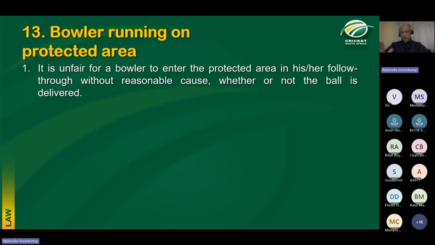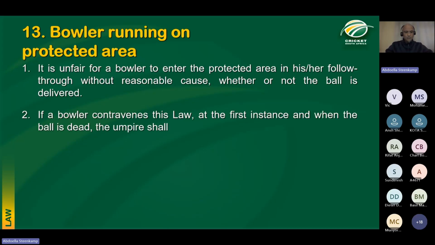Yes, the law allows the bowler to go in there to field the ball. If a catch needs to be taken, no issue, the bowler can go in there. If there's a cricketing reason to go in there, the law allows for it, absolutely no issue. But if there's no reasonable cause, the law sees it as unfair. The bowler is not allowed to go into the protected area, that red-shaded area that I showed you earlier.